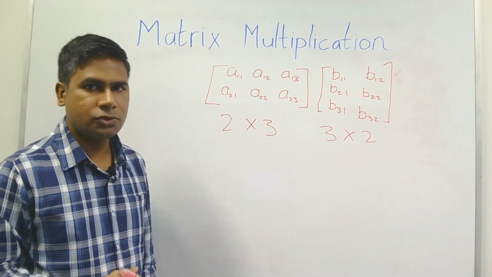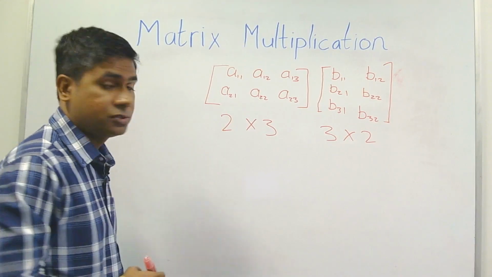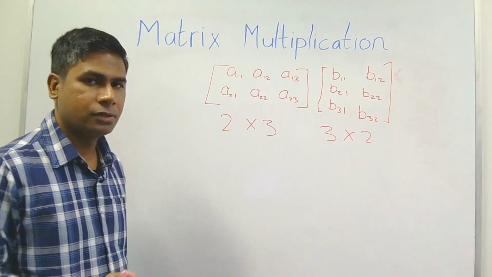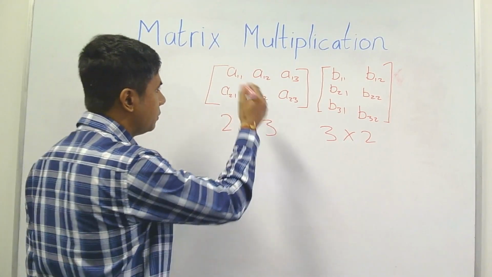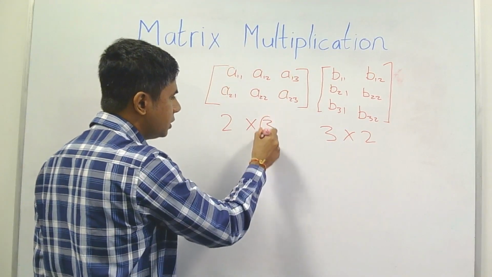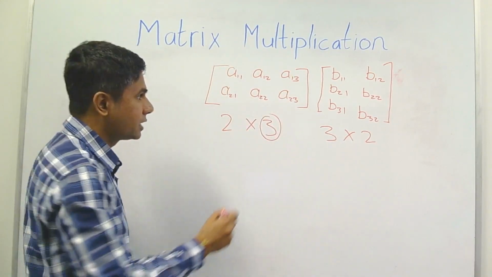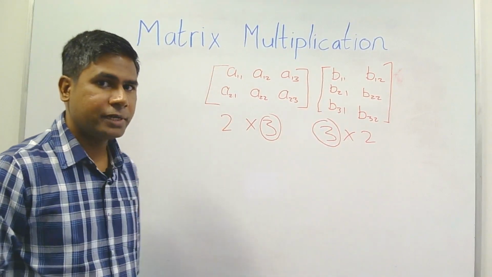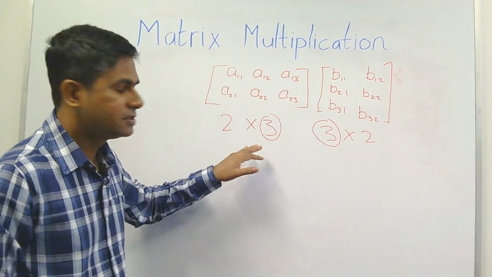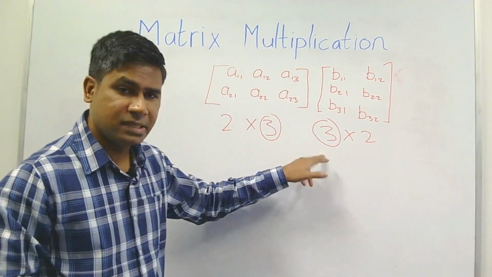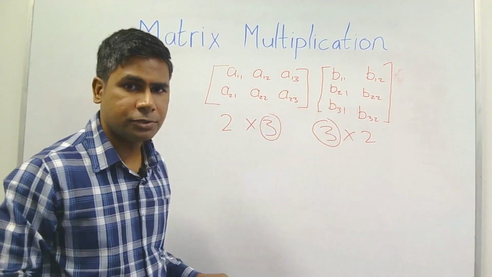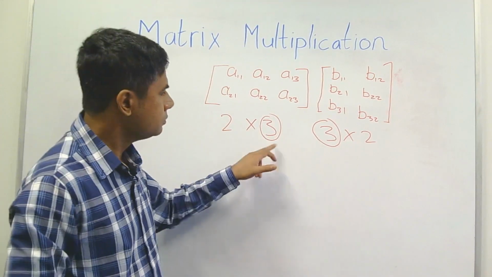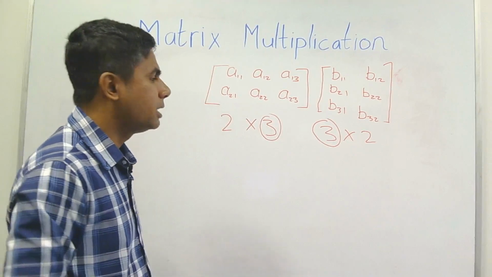The first thing that we need to know is that there is a constraint as to how we go about multiplying matrices. We have to check their sizes. In other words, we have to check the number of columns of the first matrix, which is 3, and the number of rows of the second matrix, which is also 3. The number of columns of the first matrix has to be the same as the number of rows of the second matrix. If they are the same, then they can be multiplied.